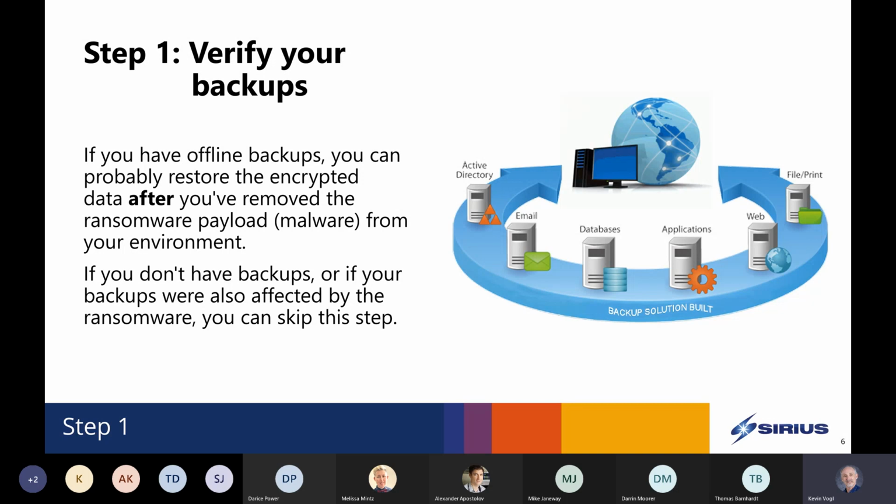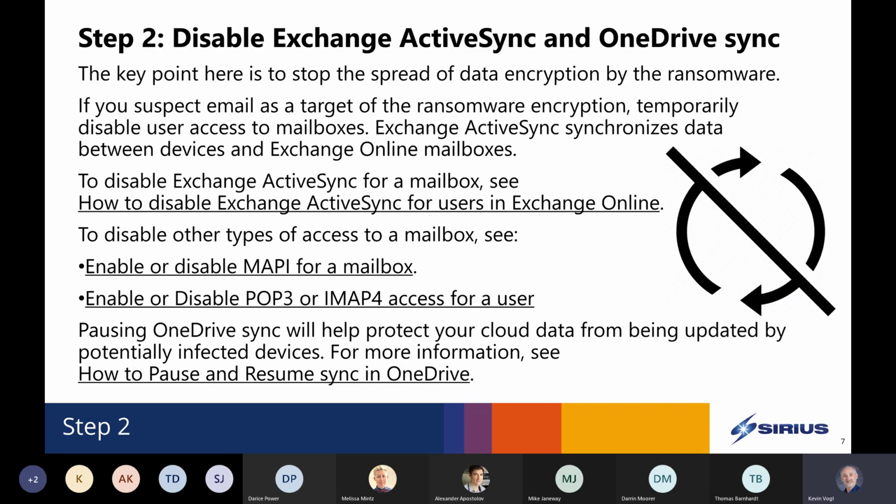And this way, at least you have a fighting chance to get your data back without having to pay those exorbitant fees. Step 2, and this presentation is going to be available to you. This does have links that are available in here, so you'll be able to actually get the documents. But disable Exchange Active Sync and OneDrive Sync. It's a key point to get your data so it stops the spread of the ransomware and gives you a fighting chance to recover from it.